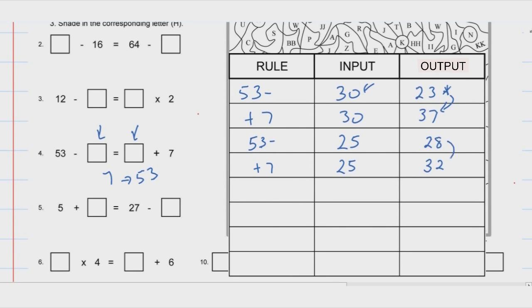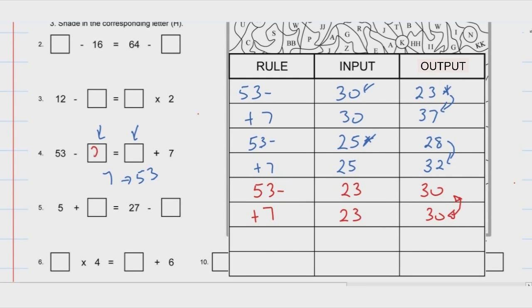Again, this is too small. So that means this number is too big. So let's try 23. So I picked 23. 53 minus 23 plus 7. So we got 53 minus 23 is 30, and 7 plus 23 is 30. Do you see how they're the same? That means we got the correct answer.